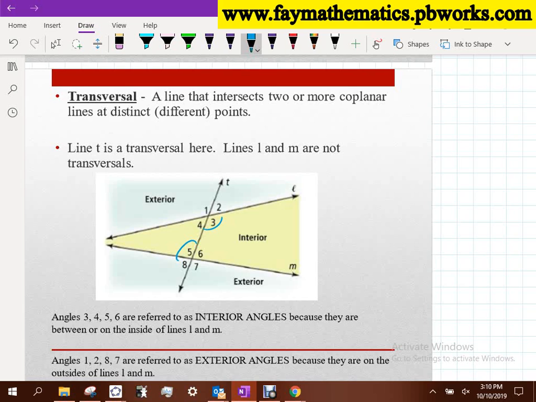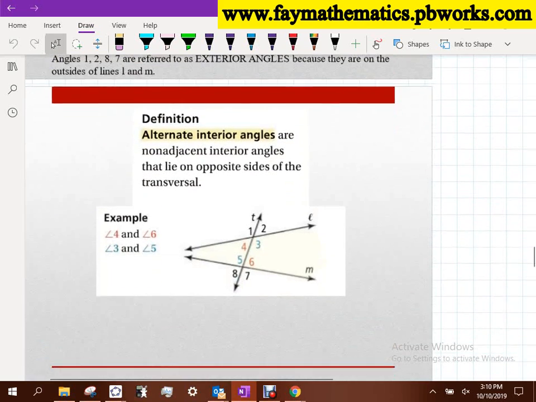Would you agree that 3 and 5 are on alternate sides of the transversal? So what we would call 3 and 5 is alternate interior. 4 and 6 are also a pair of alternate interior. What do you think you would call 2 and 8? Alternate exterior. Good. So I've got some definitions here to classify those things.